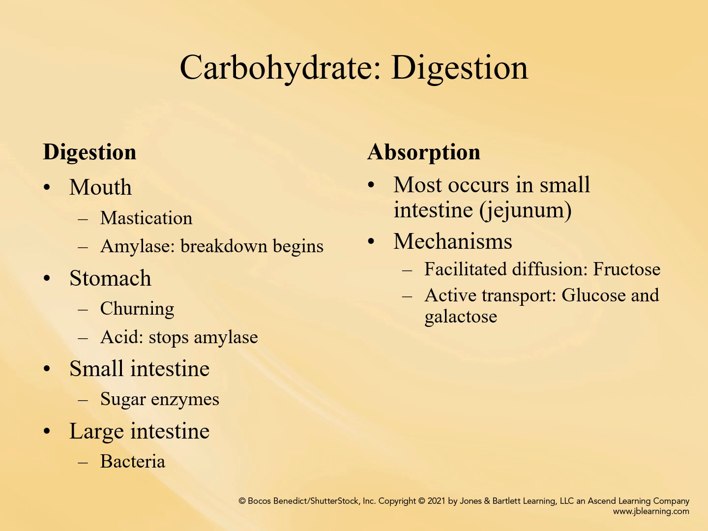This just shows you a little bit about carbohydrates itself. It starts by breaking down in the mouth. Amylase is an enzyme that starts to break down the carbohydrate. In the stomach, the acid stops that salivary amylase, getting it ready to move toward the small intestine, where pancreatic amylase primarily gets involved, and in the large intestine, bacteria act. Most absorption occurs in the jejunum in the small intestine, and it's primarily facilitated diffusion and active transport.